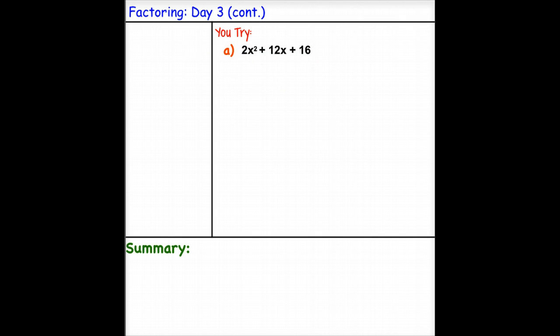Your job now is to go ahead and complete this U-Try problem and bring your questions with you to class tomorrow.